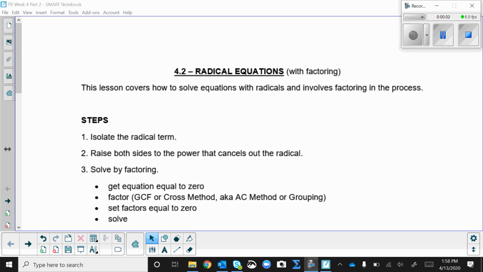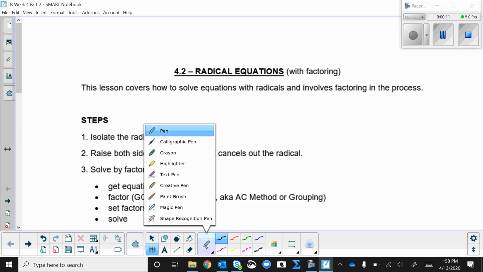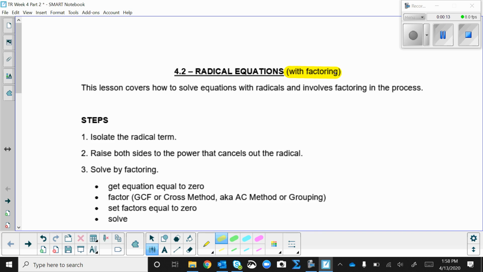All right, here we go with lesson 2 for week 4 of distance learning. We are still solving radical equations, but you'll notice the difference in today's lesson is that factoring will be involved when we get to step 3, the solving step.